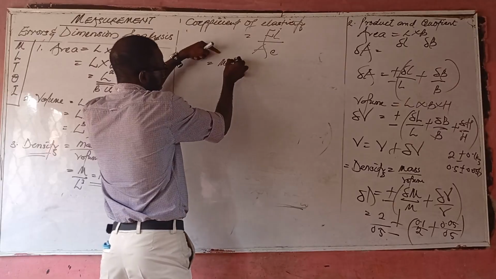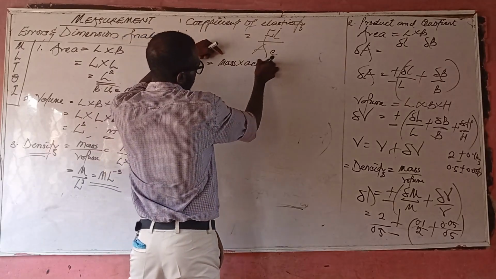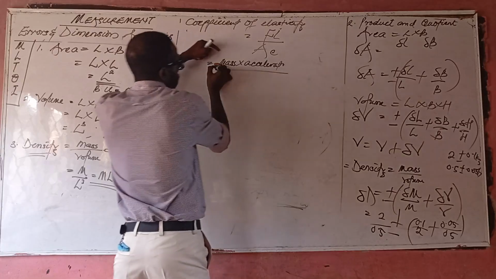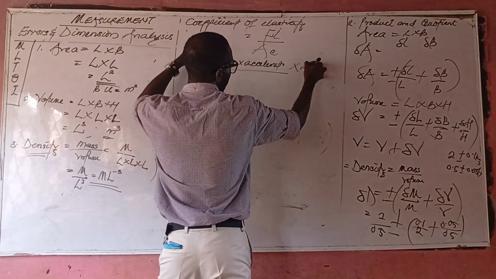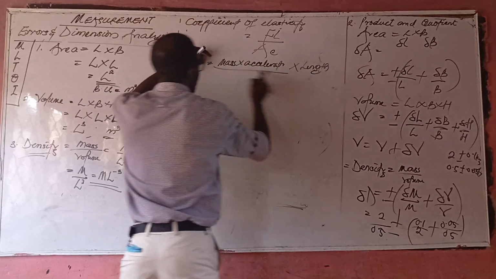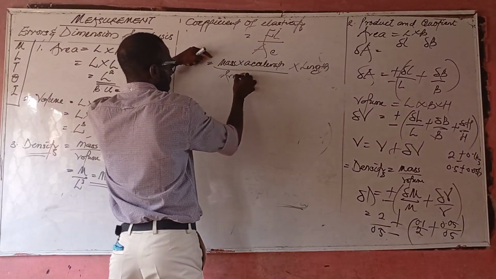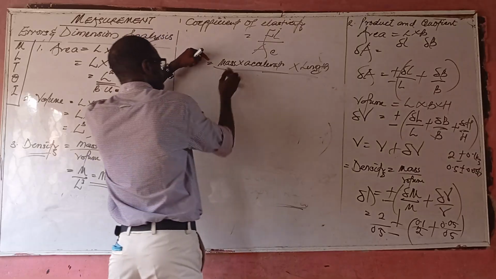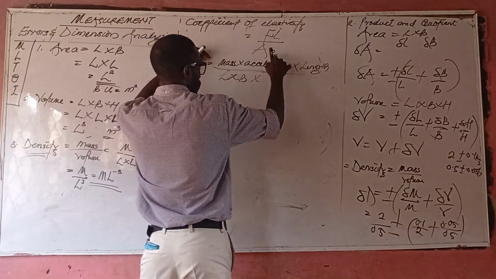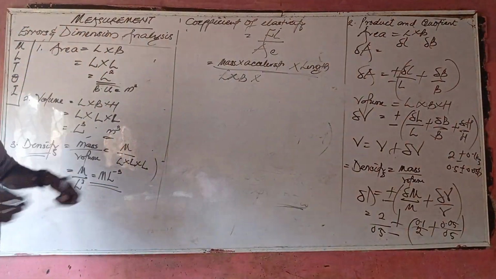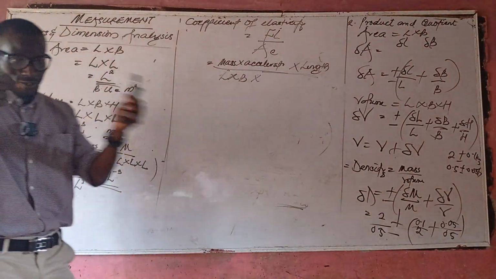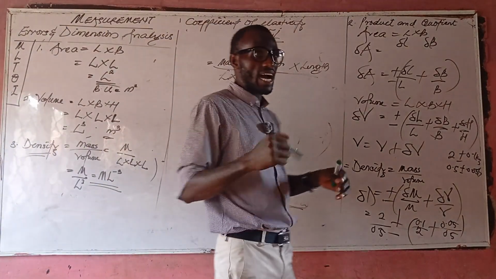Force is mass times acceleration times length. Is that clear? All over area, all over length times breadth. Then times, what is extension going to correspond to? Length. Extension also means length. Extension means how long something is.